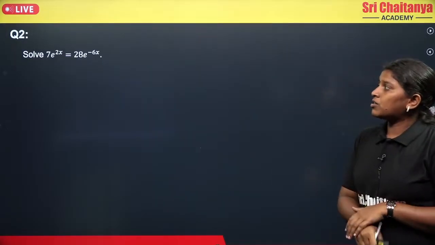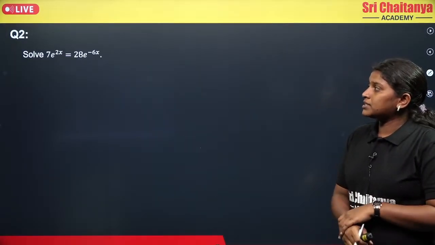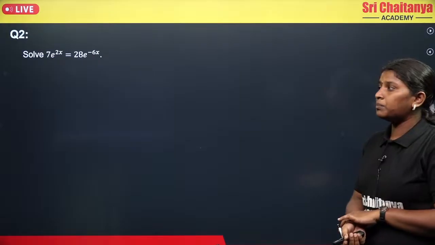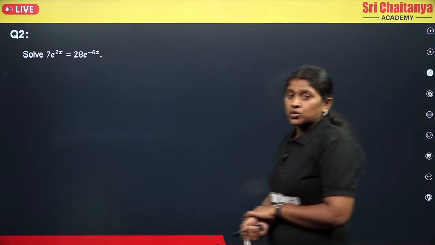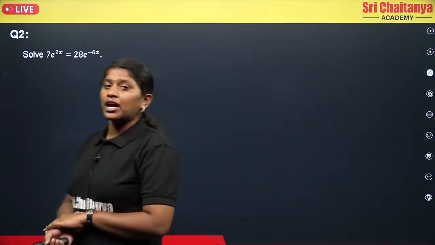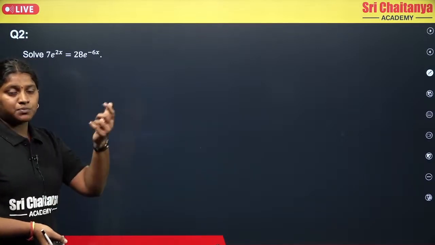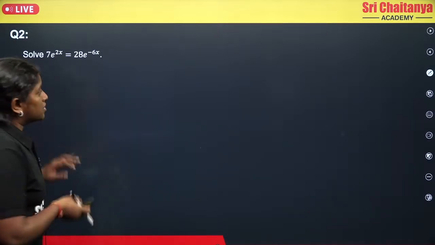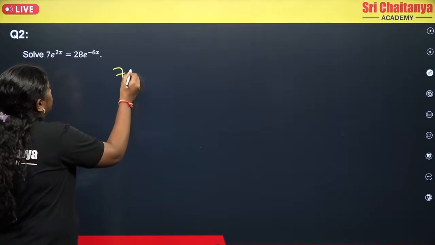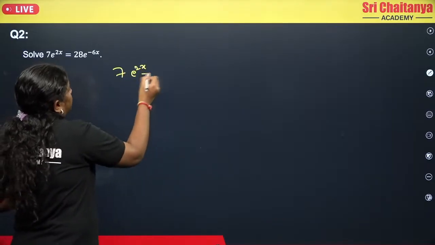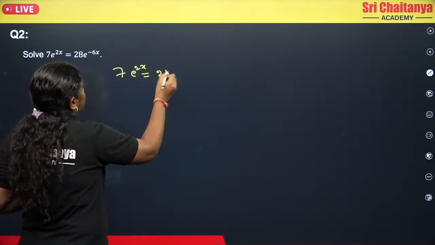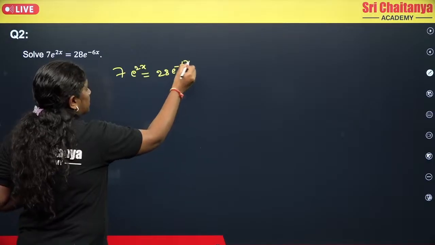Moving to the next, solve 7 e to the power 2x equals 28 e to the power minus 6x. So now, here we are having the exponential on both the sides. So let's solve it. It's very simple. 7 e to the power 2x equals 28 e to the power minus 6x, right?